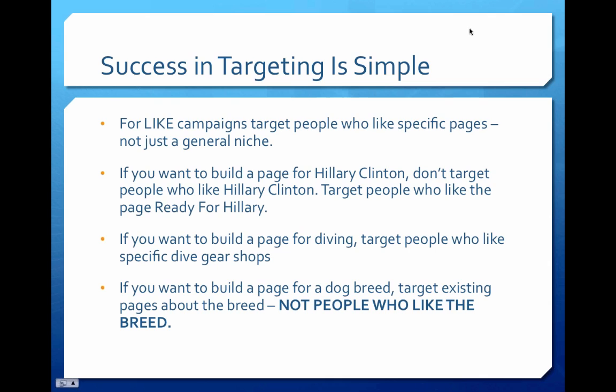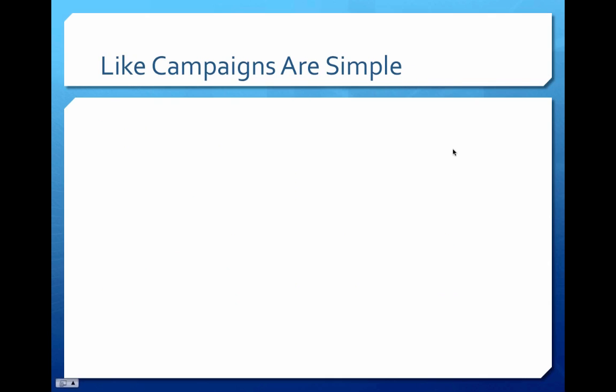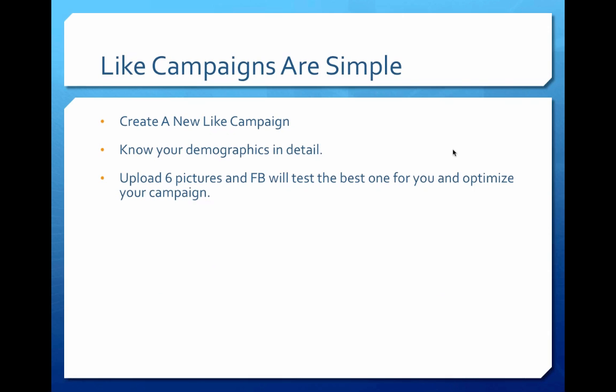Okay, so here we go. So you want to do this. This is what it's all about. Like campaigns are very, very simple. You want to create a new like campaign. You want to know your demographics in detail. You upload 6 pictures, and Facebook will test the best one for you and optimize your campaign. Delete the ones that didn't win, upload new photos.